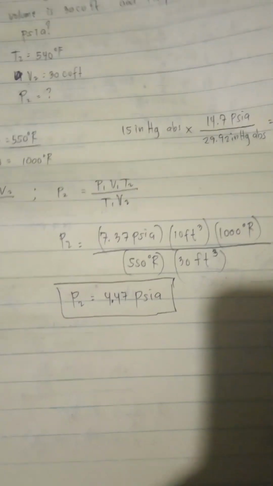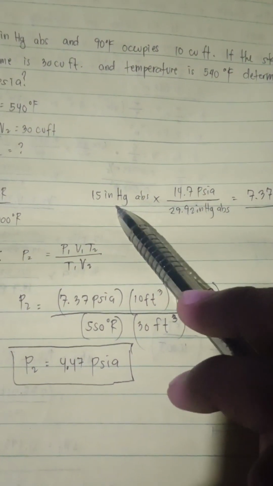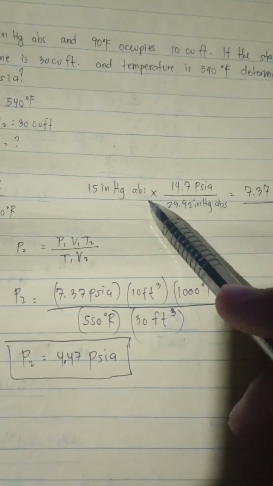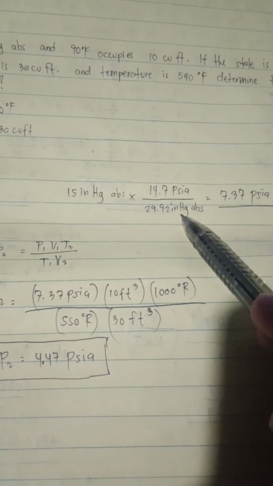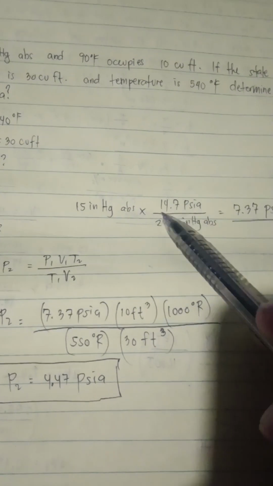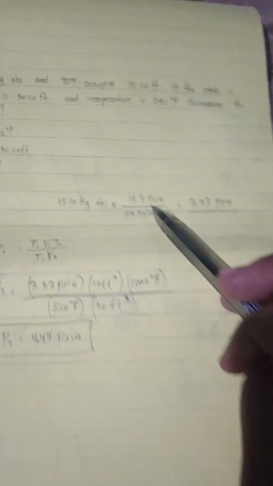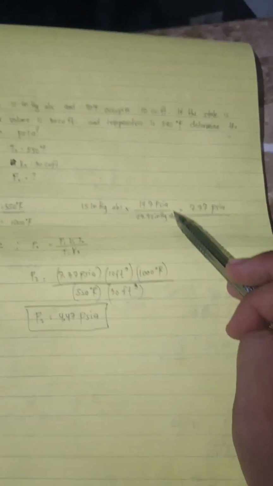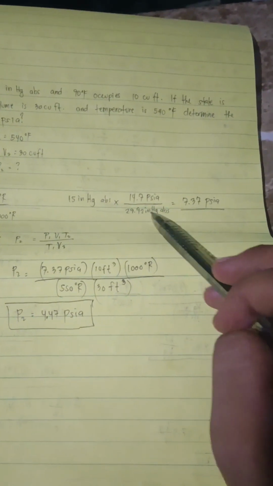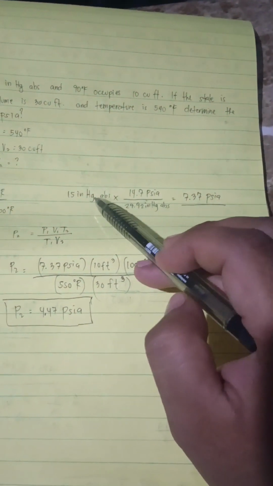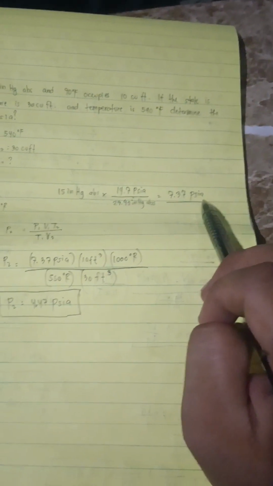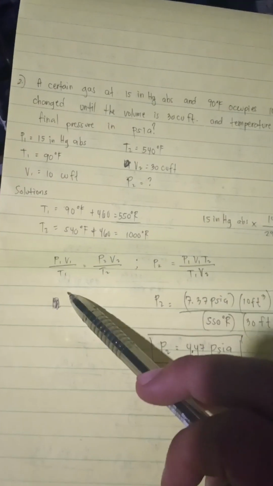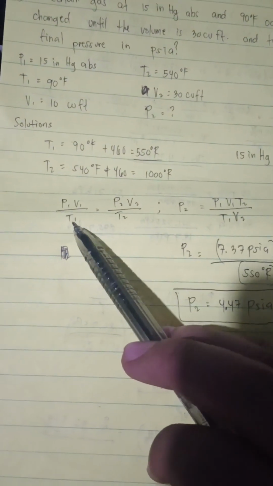And also we have to convert the initial pressure. So 15 inches of mercury absolute, in every 29.92 inches of mercury absolute there is 14.7 pounds per square inch absolute. So we can cancel the inch of mercury here. So the answer would be 7.37 pounds per square inch absolute.